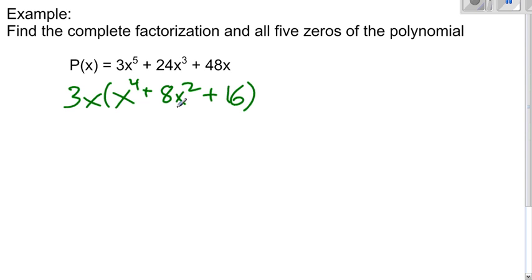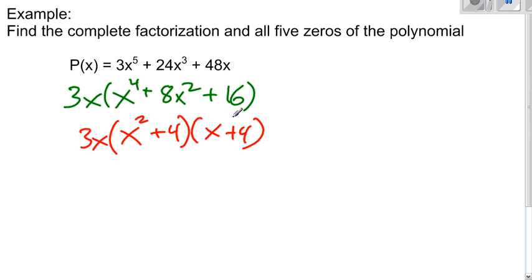So then we're looking for what, if anything, will multiply to be 16 and add to be 8, and that works to be 4 and 4. x squared plus 4 and x squared plus 4.